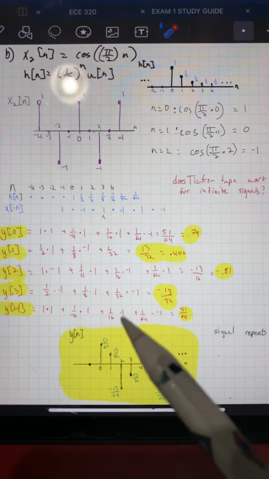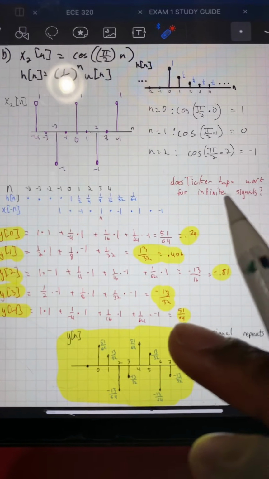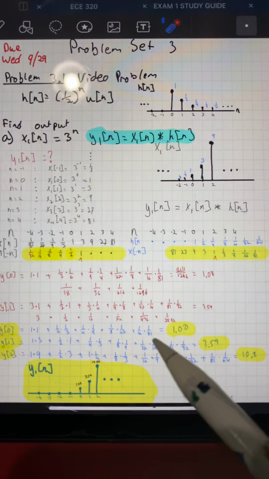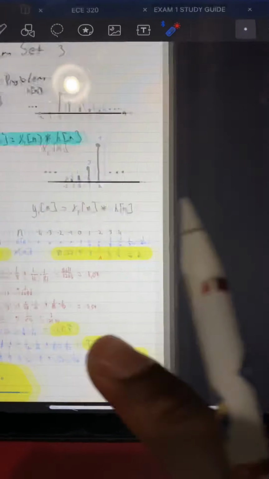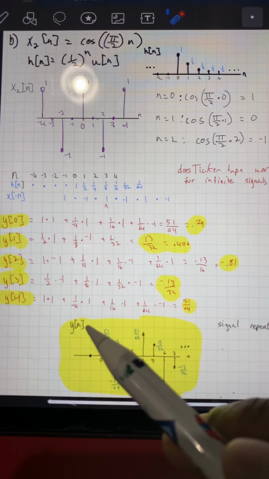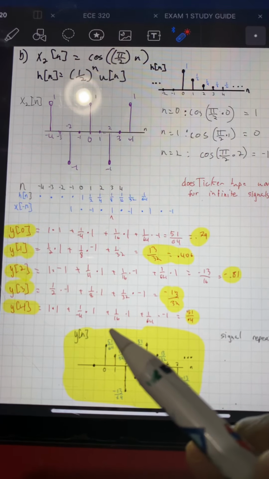And as you can see, it's the same kind of result that we got for y sub 1 of n, but this is what I got for y sub 2 of n as the output.